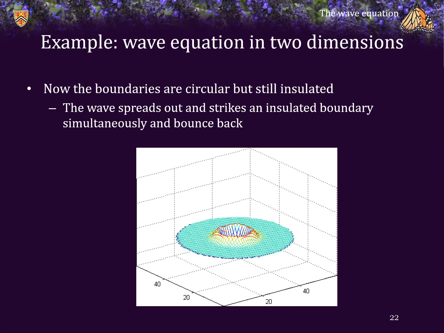Now here we have boundaries that are circular as opposed to square, but still insulated. And as you can see, the wave goes out and comes back.